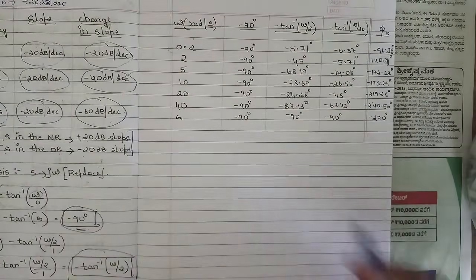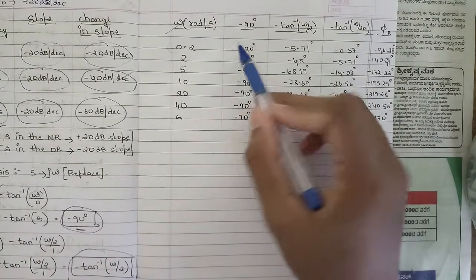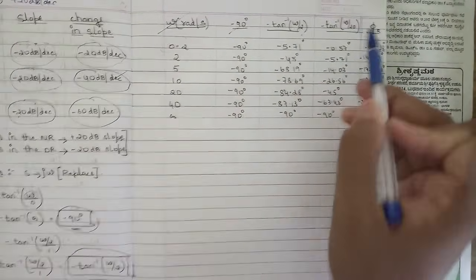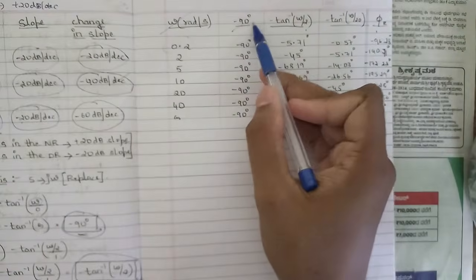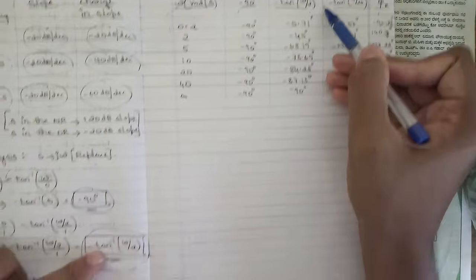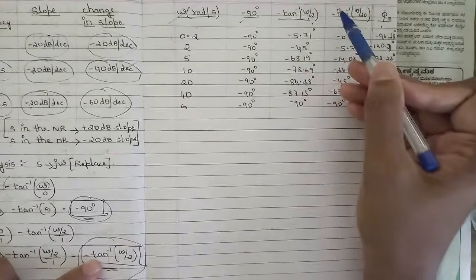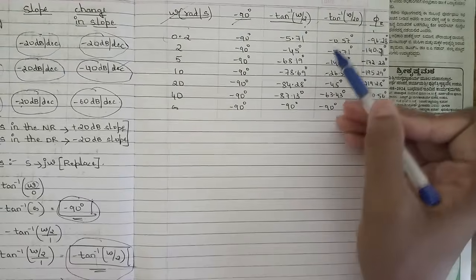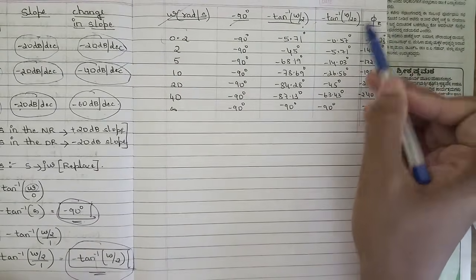Okay, then what we should be doing is we should be making a table like this of omega in radian per second, minus 90, whatever the angles we have got, right? Separately we should be writing it here, whatever angles we have got, write a separate column for each. One is minus 90, second angle is minus tan inverse of omega by 2, third angle is minus tan inverse of omega by 20, then phi, this is the total angle.